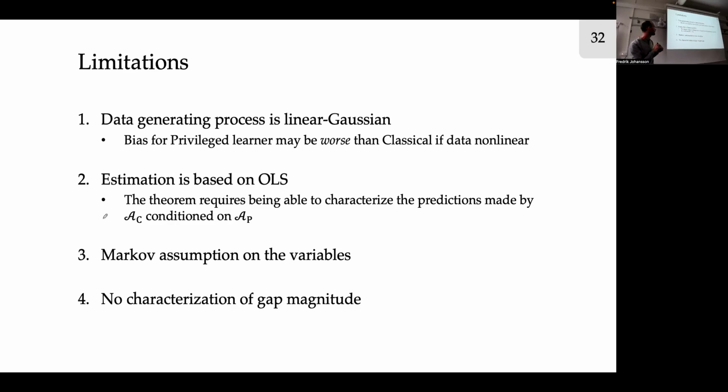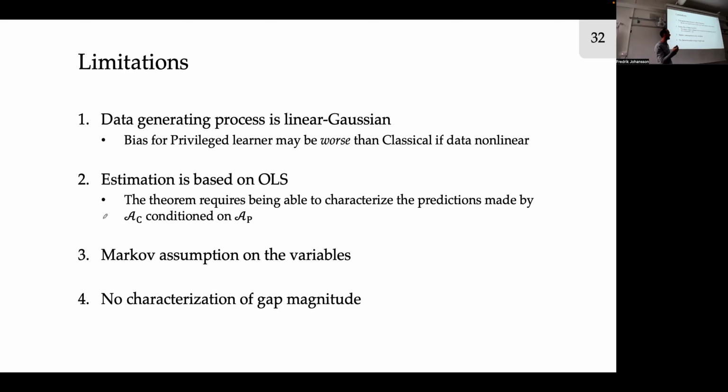It's just empirical. The other thing is, of course, we're basing our estimation on OLS, and maybe this isn't worse than the first one on its face, but we actually make use of the explicit form of the estimate in our proof, right?